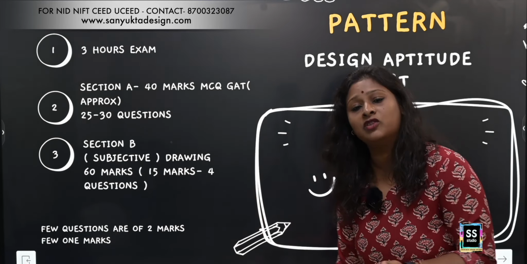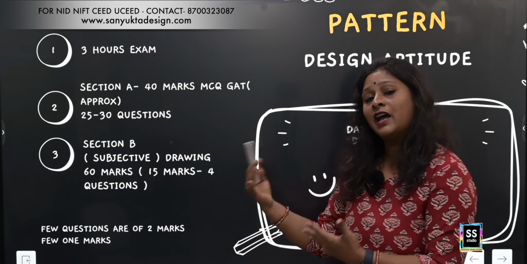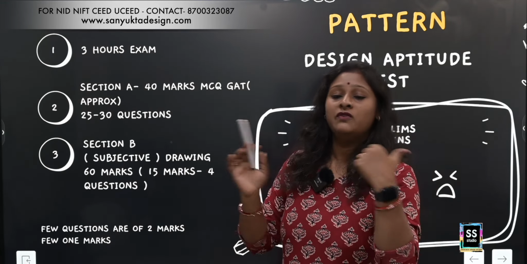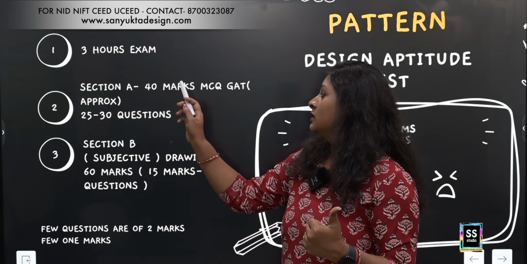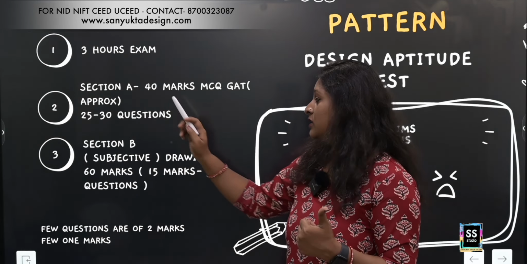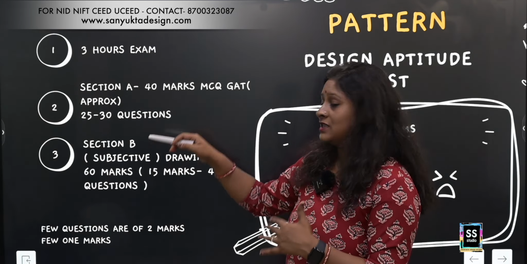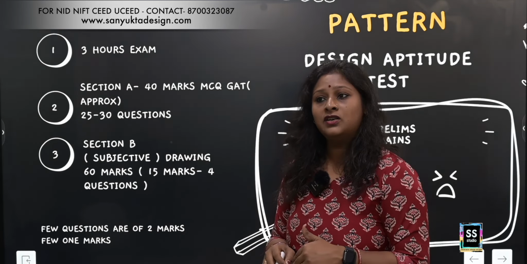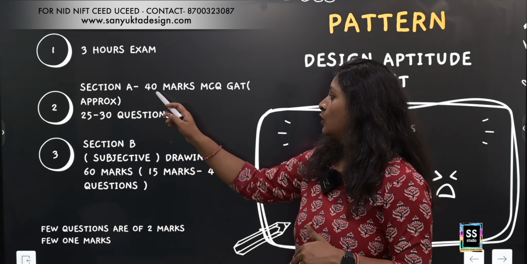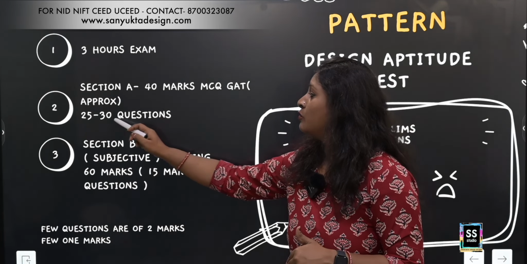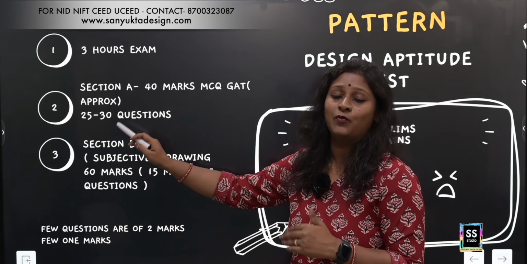Now they can be of 35 marks also, they can be of 30 marks also, because in previous years, these questions were of 30 marks and the creative questions were of 70 marks. So no one can predict this. Still, according to this year's NID exam, the questions were of 40 marks and the number of questions were 30 approximately.